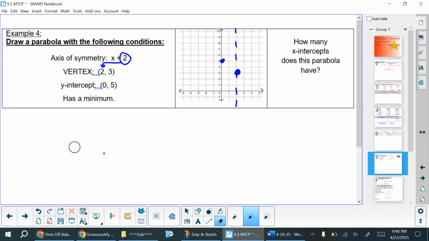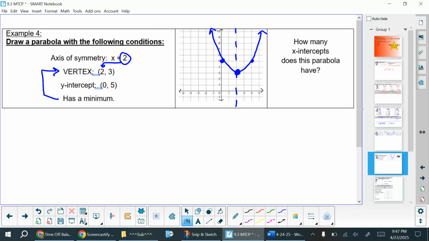And it has a minimum point, which means my vertex is my minimum point, which means this graph is going to go up from here. I'm going to draw this side. To draw this side, I'm going to use the reflection of my point. So this point is 2 units away, 2 boxes away from the axis, 2 more boxes away. Gives me that point.